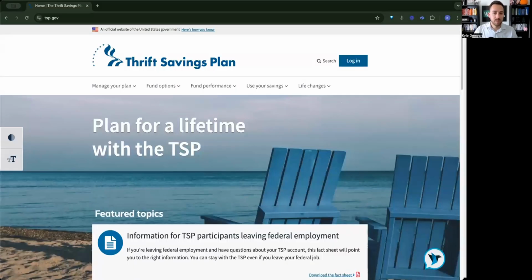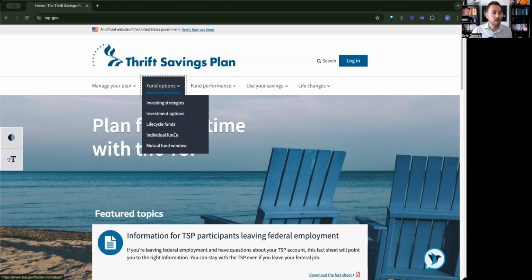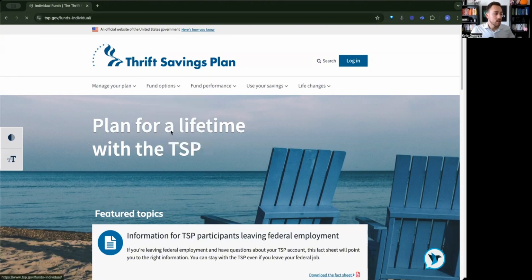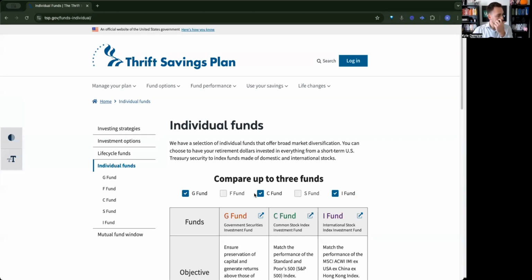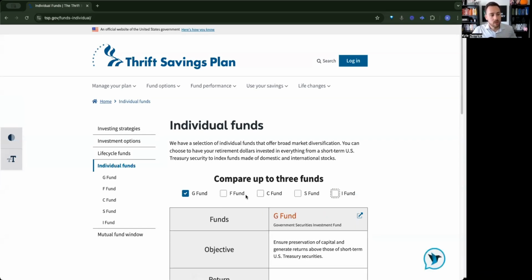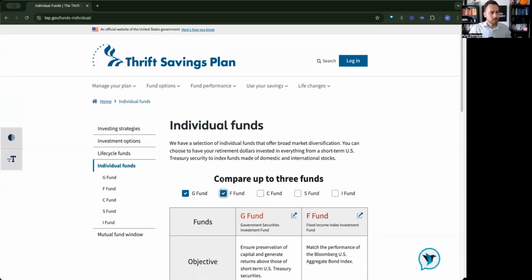So the TSP website is simply tsp.gov. And when you come to this landing page, number one thing that I want you to know is that there's a lot of information on this site, and very, very good information. What I'm going to show you today is just specifically the fund options that you have. So as I click on fund options and go to the individual funds, I first want to start it off by showing you the safe funds versus the riskier funds.